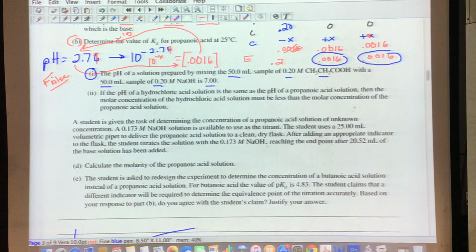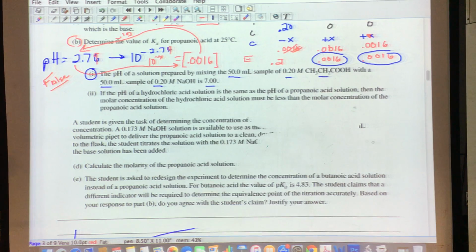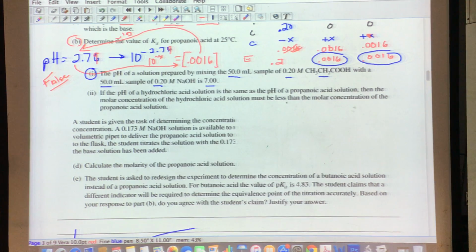If the pH of hydrochloric acid is the same as the pH of the propanoic acid solution, then the molar concentration of the hydrochloric acid must be less than the molar concentration. So what they're saying is, and again, write yourself a scenario that makes you understand what's going on. For me, sometimes in a crazy test, it's really good to draw a comparative diagram. So here's my strong acid. Here's my weak acid. We'll just make it HA, as we always do.